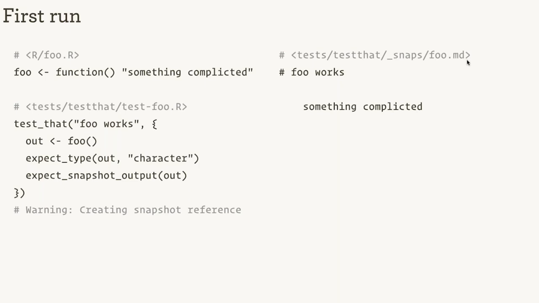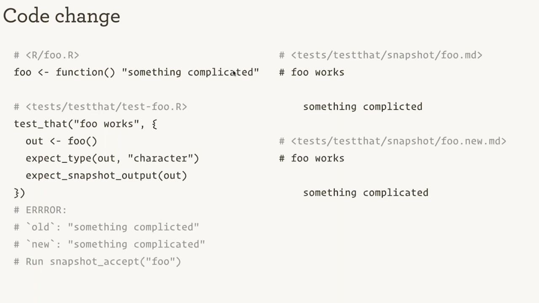So what does that snapshot contain? Well, it's a markdown file. I'll explain the syntax shortly, but we use a heading to indicate that this is the test, and then it's going to put the output of that test directly in that file. Now if I run that test again, it's going to work because nothing's changed, and so the test will pass. If I change it to fix that typo and run the test again, I'm getting an error saying that the previous value was something conflicted and the new value is something complicated.